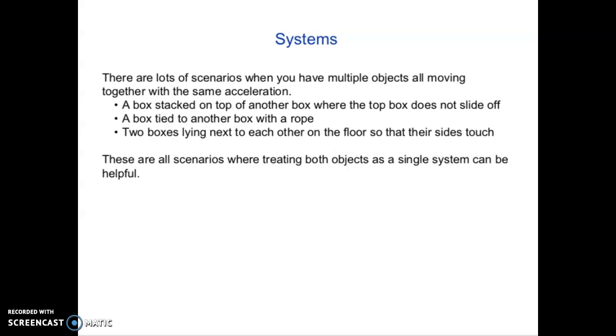So a system, in terms of forces, is any scenario where you have multiple objects moving all with the same acceleration. This could be a box stacked on top of another box, could be boxes tied together with some rope or string, boxes that are lying next to each other, so when you push box A, it pushes into box B. In all of these situations, treating the objects as a system can be helpful and can allow us to solve for some quantities more easily.